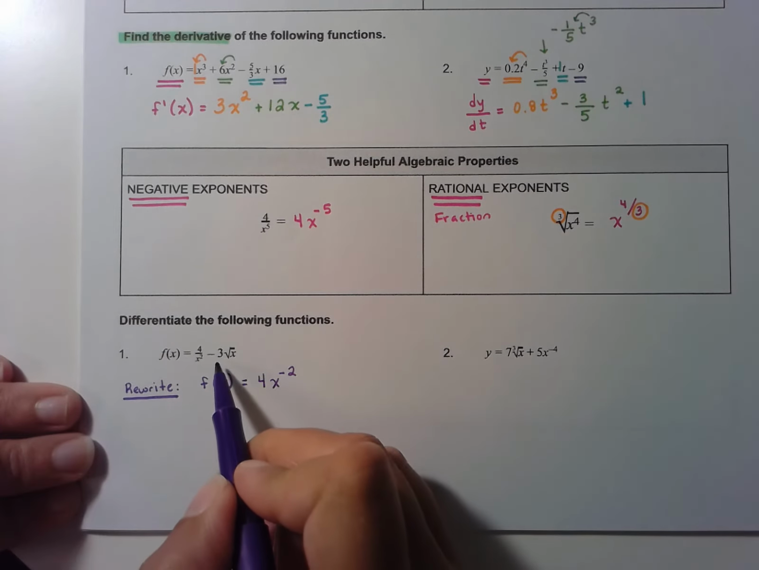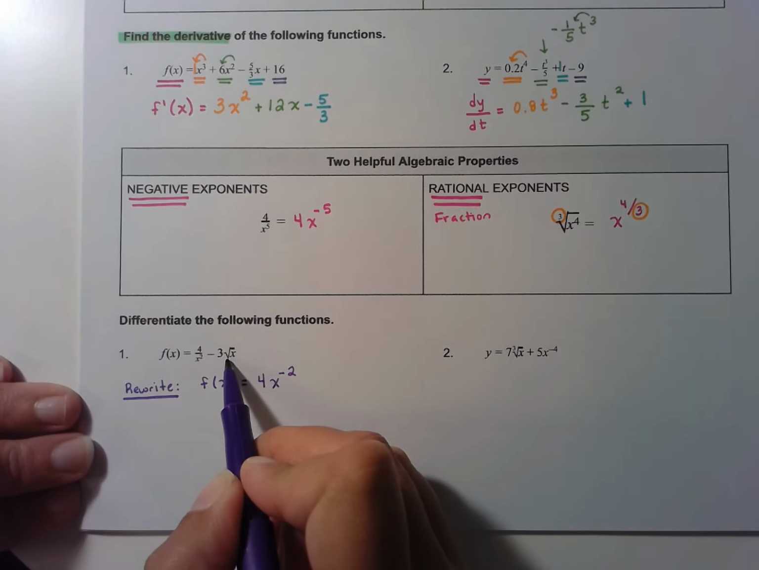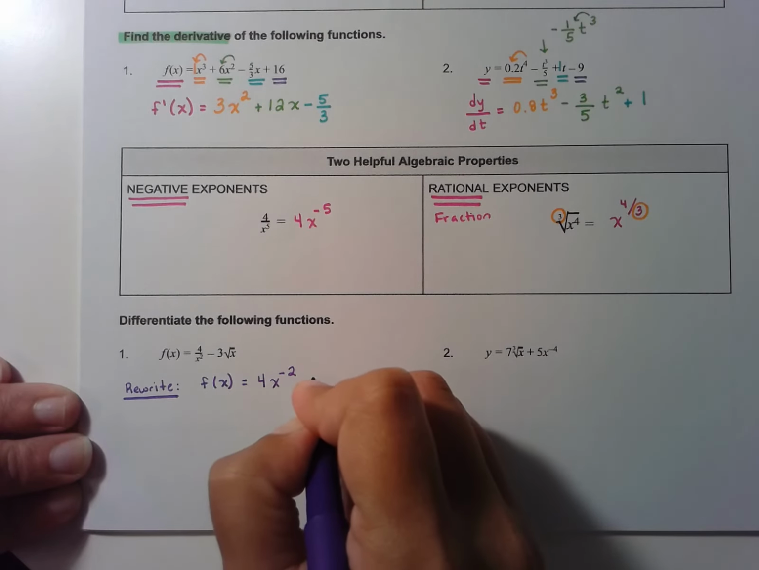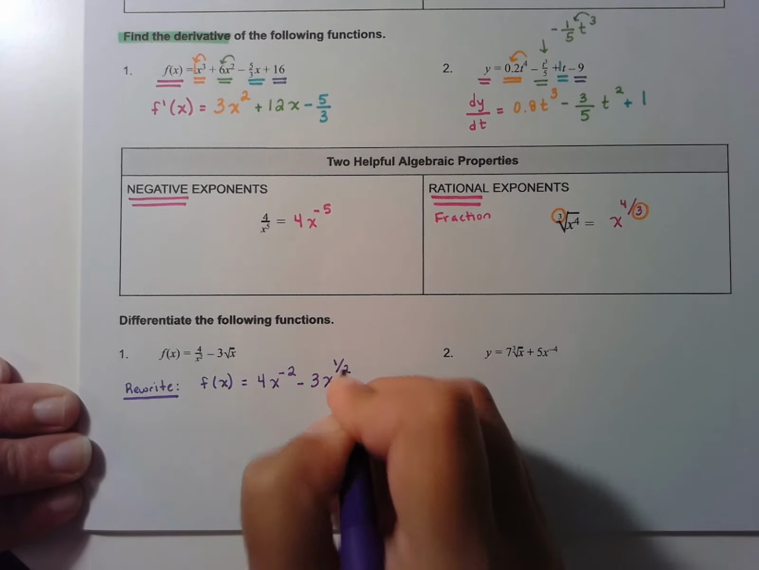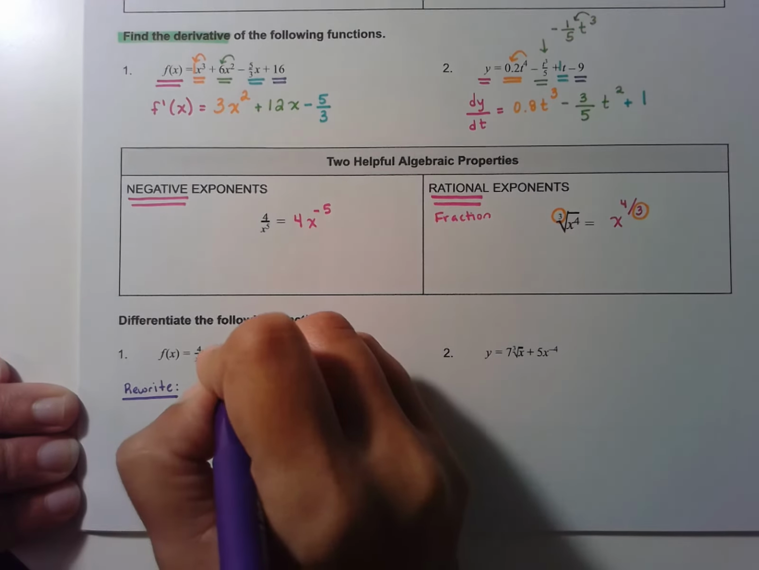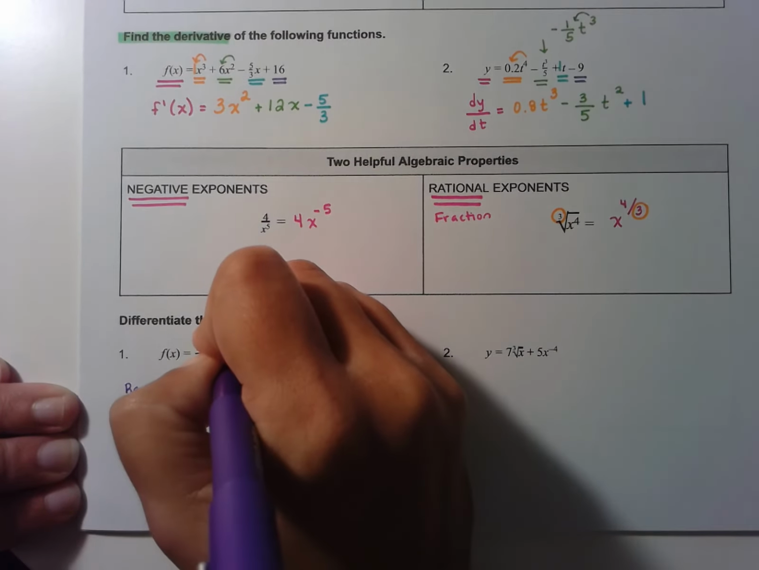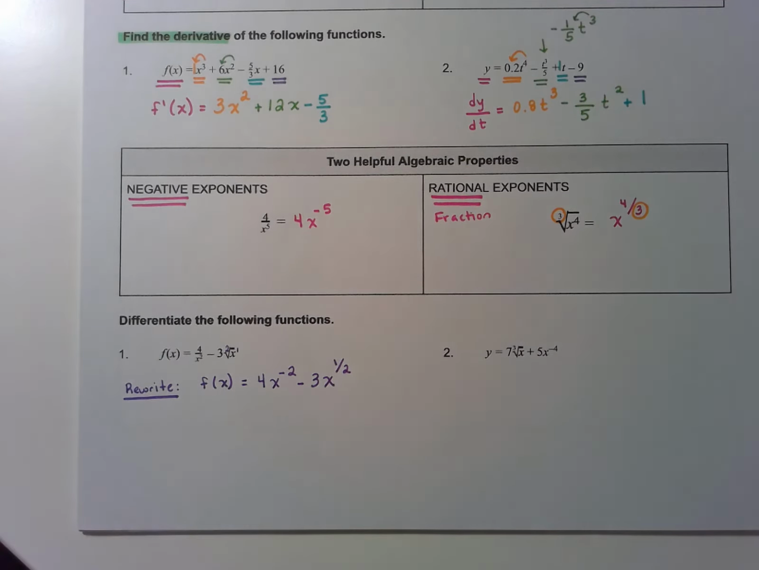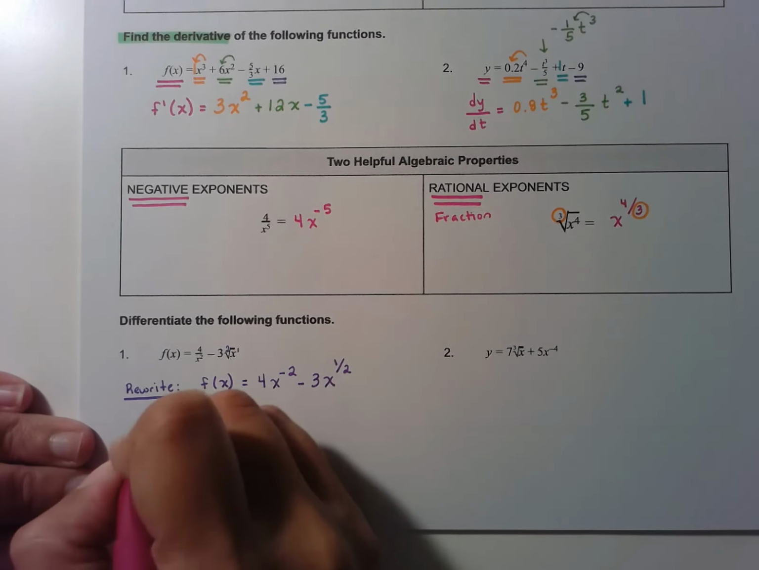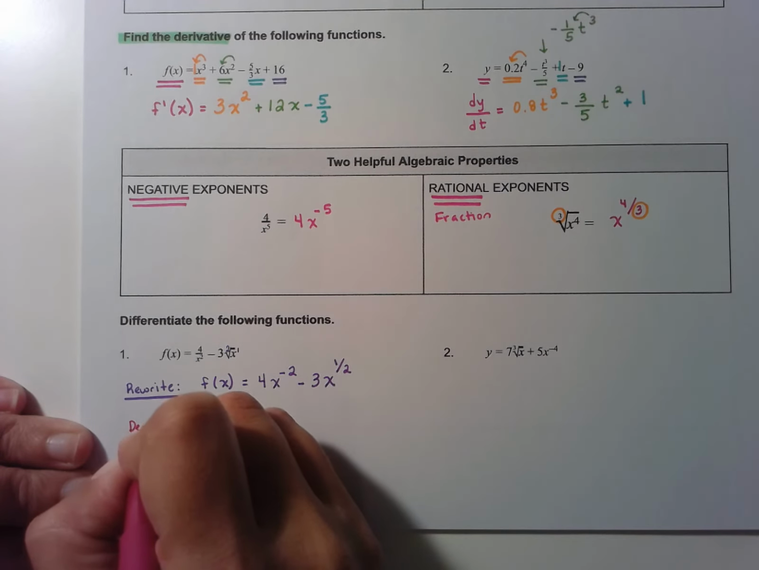And instead of writing this as minus 3 square root of x, I'm going to rewrite this as 3 x to the 1/2. And the reason I'm making that a 1/2 is that a square root really has an invisible 2 here, and there's an invisible exponent of 1 here. So that 1 goes on the top and the 2 goes on the bottom because the root is always the denominator. Now, after you rewrite, then you can take the derivative.